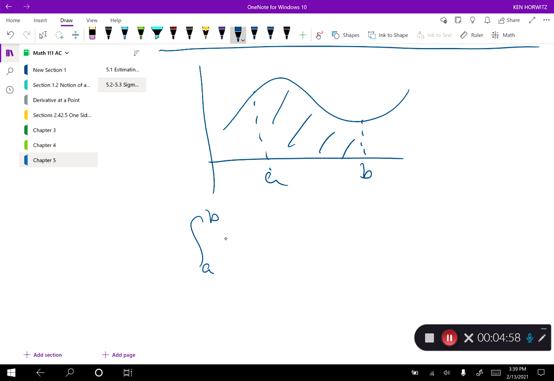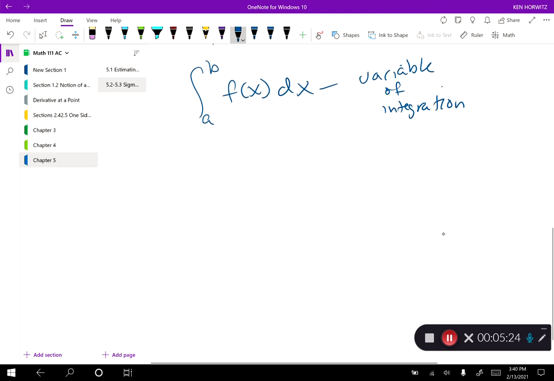A is our lower bound, B is our upper bound. There's our function. And the dx shows us our variable of integration. So if it's dx, we know that our variable is x. If it's dy, we know our variable is y. Here's the key with this.